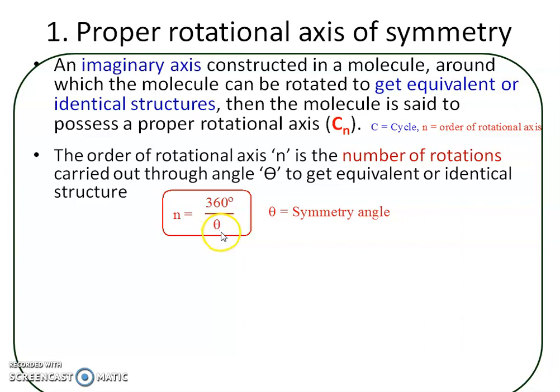So that angle which gives identical or equivalent structure after rotation is nothing but theta. So n is equal to 360 upon theta, where theta is the symmetry angle.